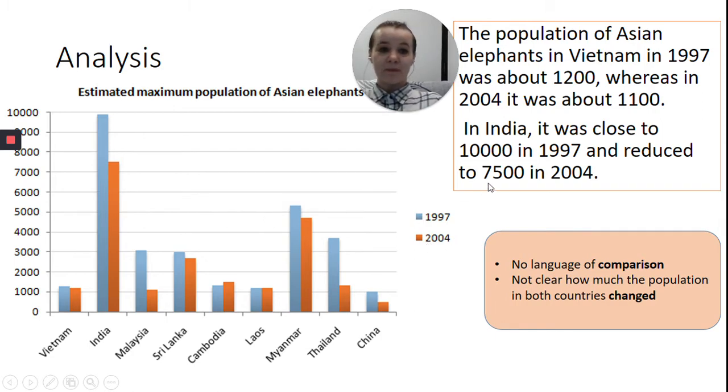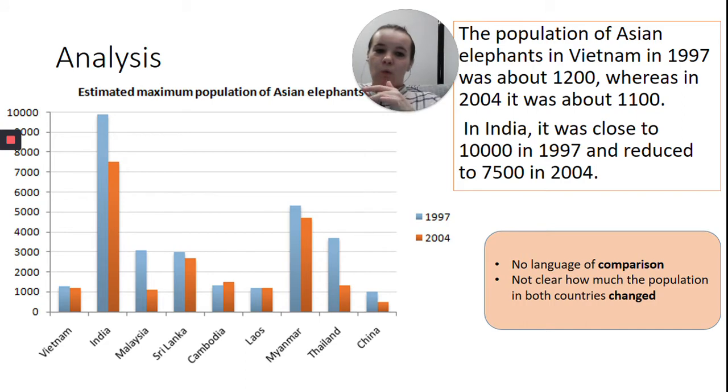Read this text. It's just a little bit, comparing two countries, Vietnam and India. Just that bit. You take a look at Vietnam and India, right? And you take a look at this little text. What do you think? Like, what do you think is wrong?